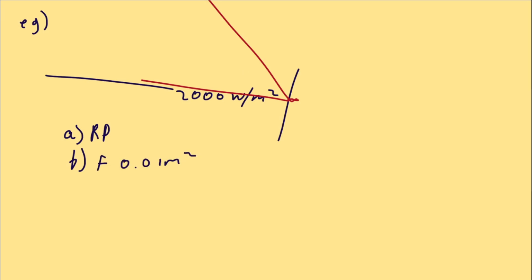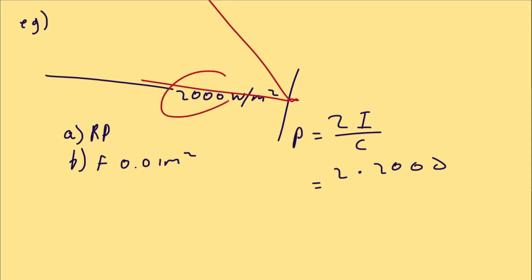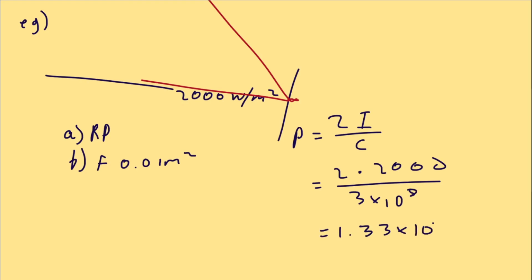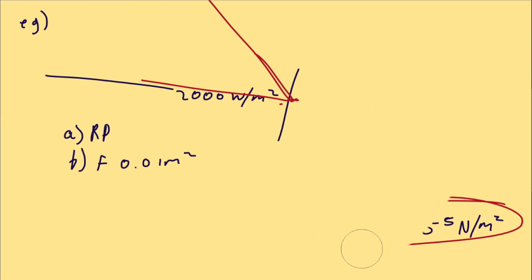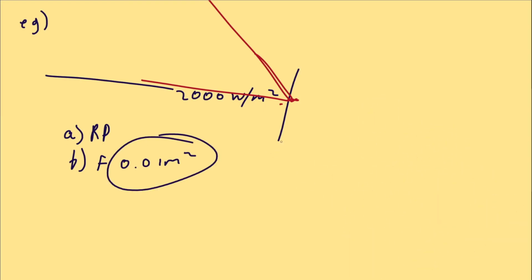Let's start by finding the radiation pressure, which is with this formula when the light is fully reflected. 2 times the intensity, which is 2000, given at the beginning, divided by the speed of light, which is 3 times 10 to the power of 8. The answer is 1.33 times 10 to the power of negative 5 newtons per meter squared of pressure, if it's fully reflected. How about the force that our laser beam applies on an area of 0.01 meters squared?